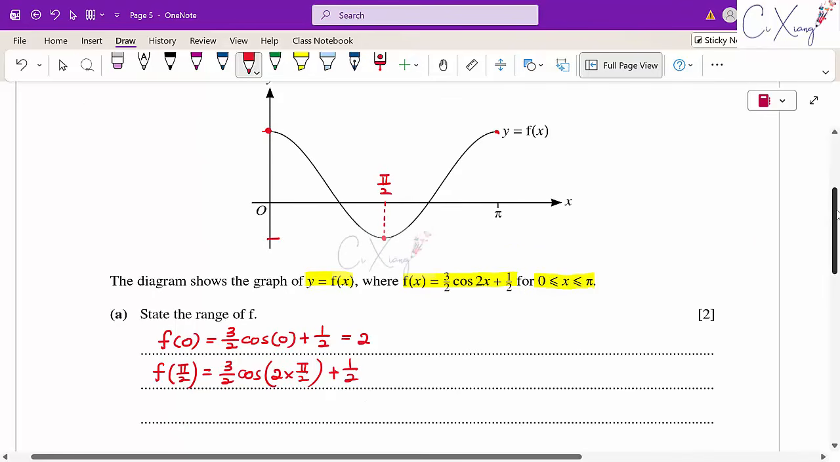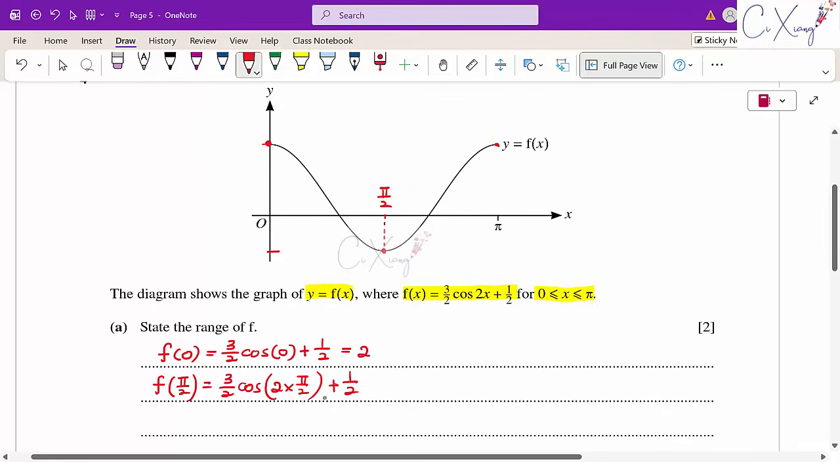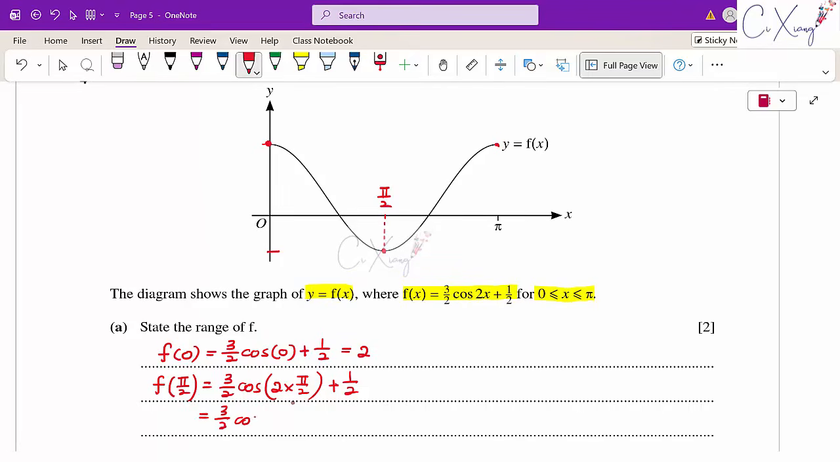Let's continue further. 2 times pi over 2 means you have cos pi. What's the value of cos pi? Cos pi gives you the value of negative 1. So negative 1 multiplied by 3 over 2 gives negative 3 over 2. Negative 3 over 2 plus half gives negative 1.